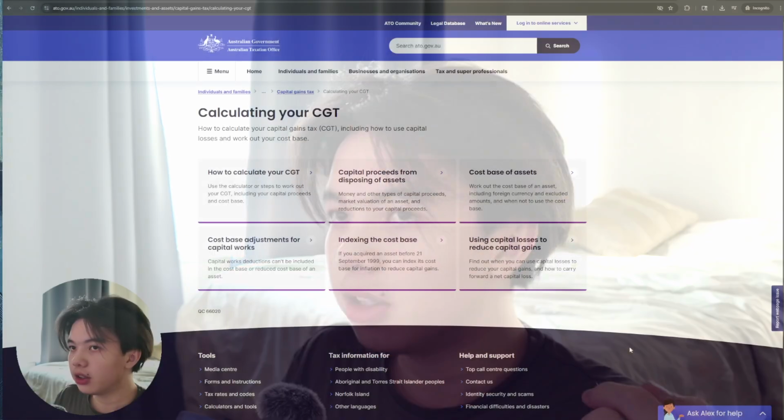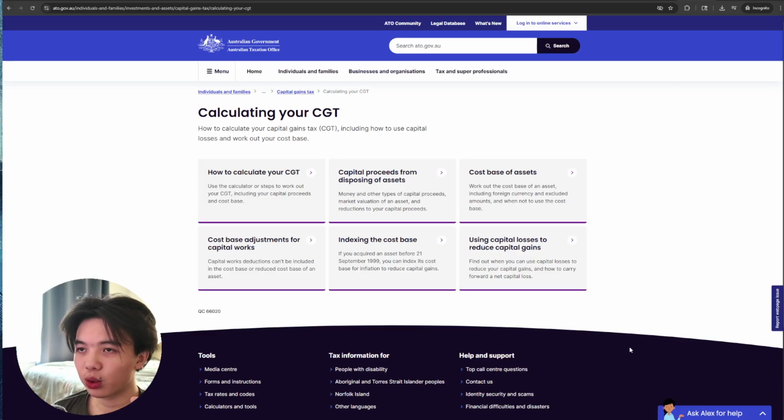The same basic process applies year to year, though thresholds and specific rules like indexation may change over time. This guide assumes you're an individual taxpayer, not a company or a trust, and that the asset was acquired on or after 20th of September 1985, which is when CGT first came into effect.